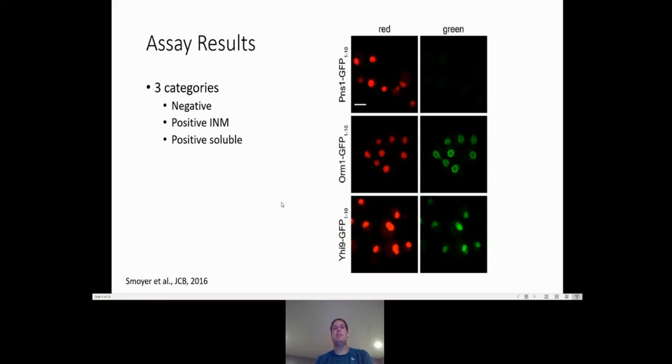And so let's talk about some of the results. So we had three basic categories of results. We had proteins that didn't show anything at the inner nuclear membrane, so clearly negative for at least that part of the protein at the inner nuclear membrane. We had proteins that were strongly positive for the inner nuclear membrane. And then we also had proteins that were positive at the inside of the nucleus in the nucleoplasm, but were soluble, were freely moving throughout the nucleoplasm. And this is expected because even though we tried to choose proteins that were transmembrane, some of them were characterized as transmembrane and ended up not being associated with the membrane.